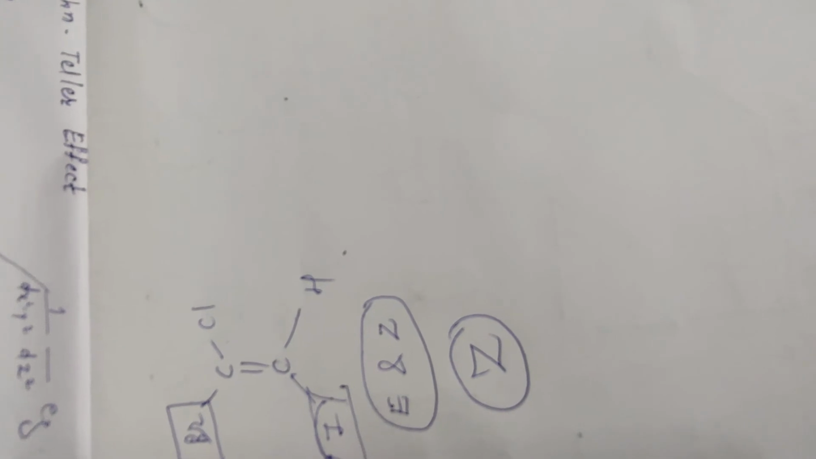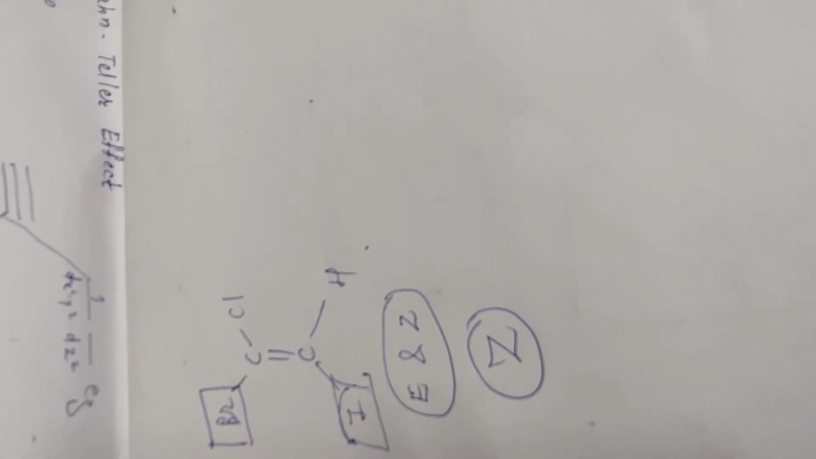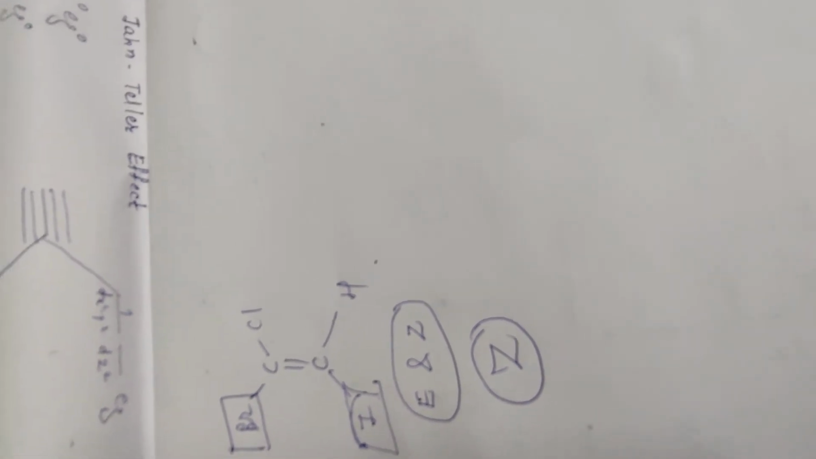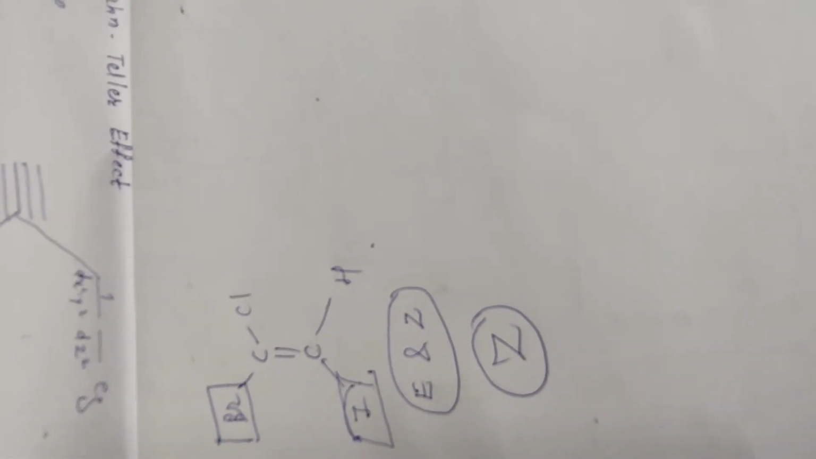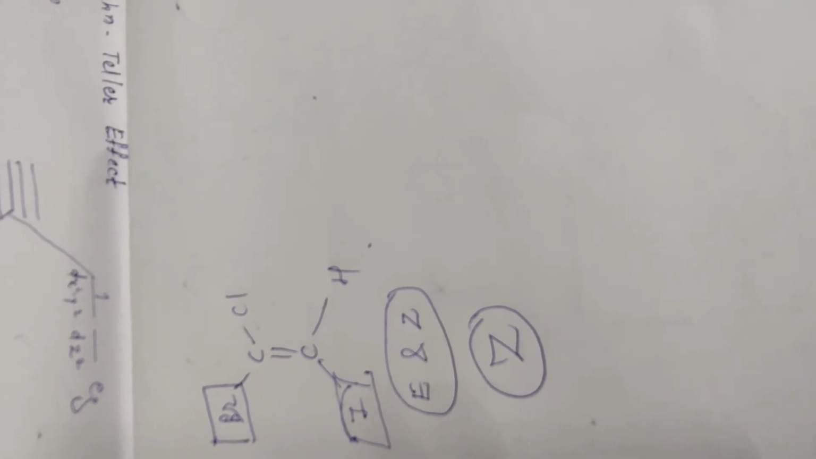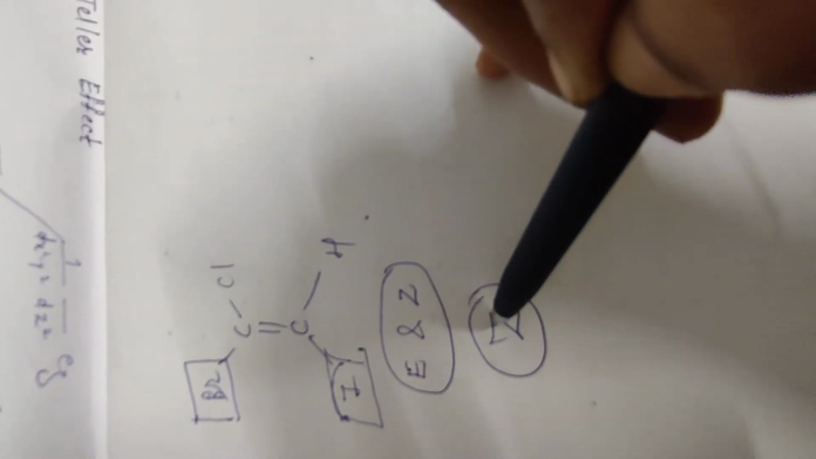Now what does this Z mean? According to German, Z means zusammen, and zusammen means together. Which is together? It is Z. Means when the priority groups are on the same side of the carbon-carbon double bond, then it comes as a Z isomer.